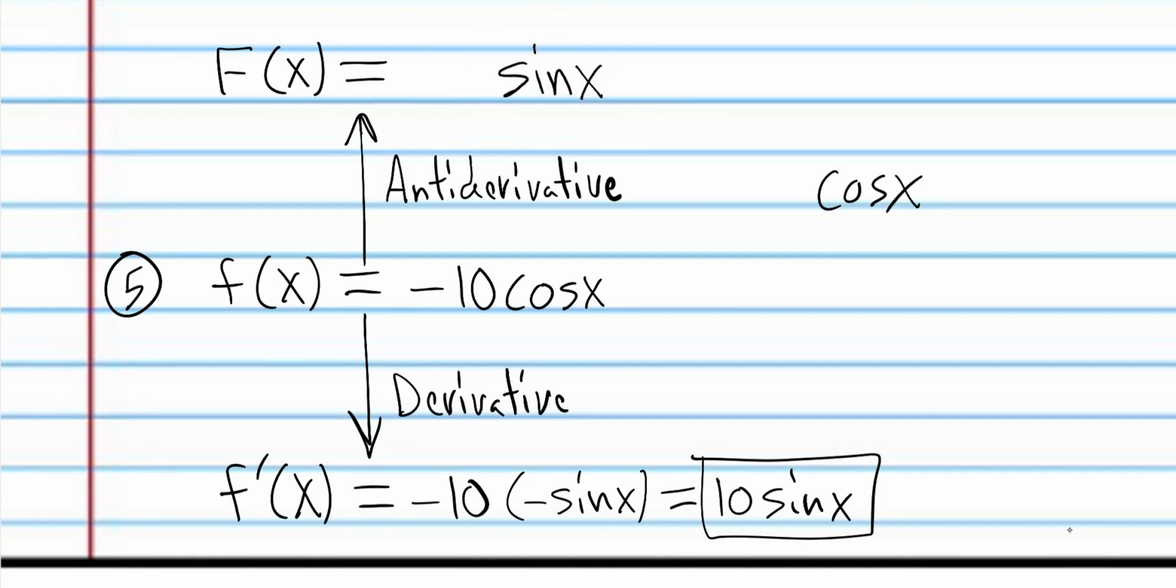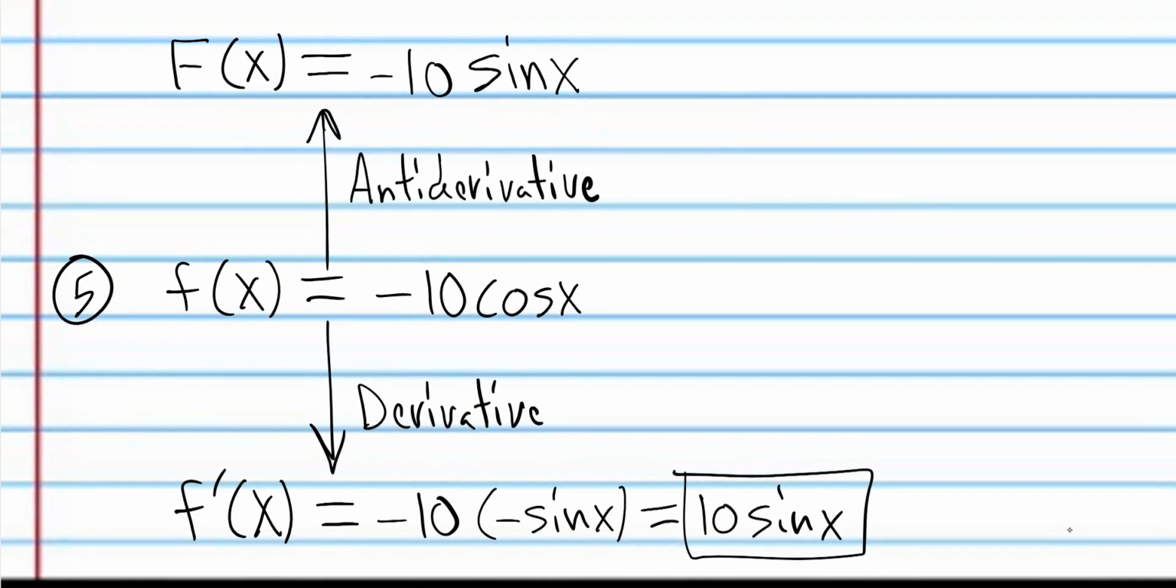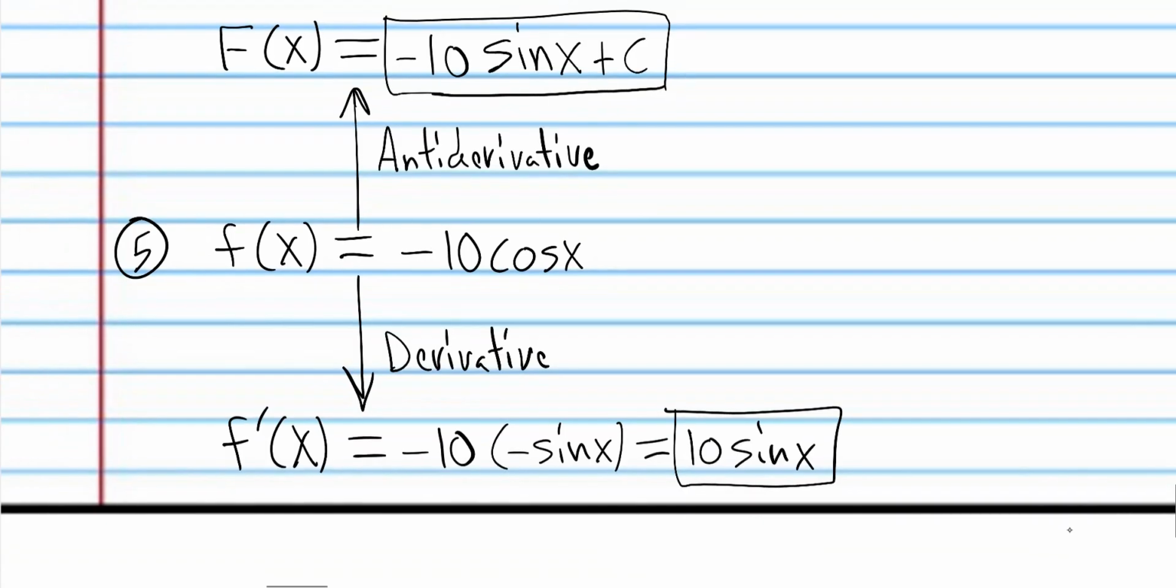Well, in this case, we would just write negative 10 in front of the sine x. Find the derivative of that, and you just get negative 10 cosine x. So that was pretty easy. We didn't really have to do any tricks for that one. And of course, we need to add our c value. Again, the antiderivative represents a family of functions.